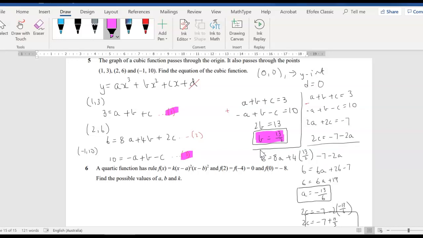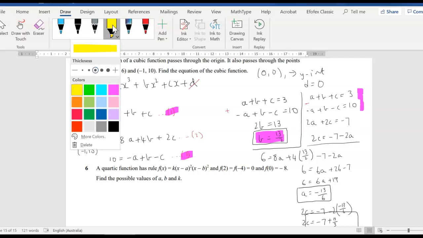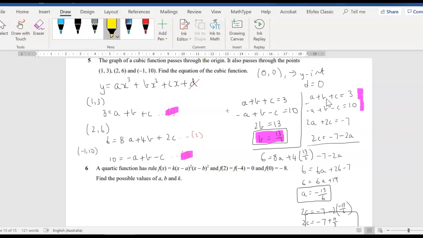If we look at this part here, when I added the two equations I was left with just b, but when I subtract them, I'm left with a and c. So I'm basically only eliminating the b. Now, what I did notice is I just did 2c equals negative 7 minus 2a.